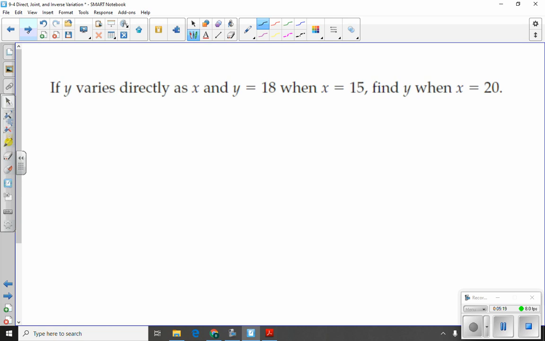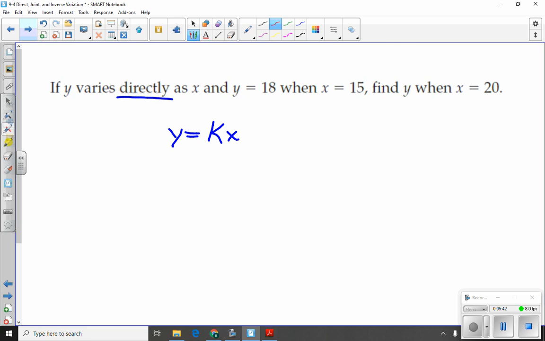Most commonly, you're going to have to solve situations where you're either finding k or you're going to have to find an x or a y, but they may not give you k. So the first thing you're going to look at is which of these three it is. If they say varies directly, that's a direct variation. So I know I'm working with the formula y equals kx.